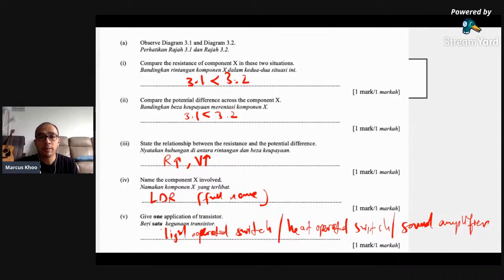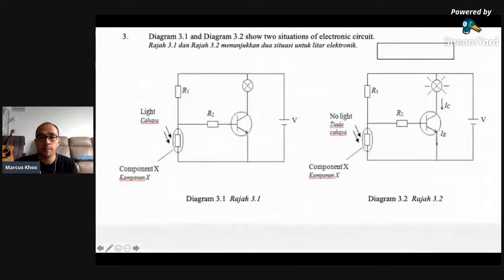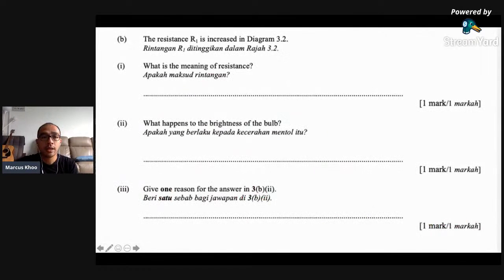Okay, I hope that by now you notice that transistor questions are always the same. There's really nothing much I can ask. So it's actually pretty simple. Alright, is this the last page? Yeah, okay. So the resistance of R1 is increased in diagram 3.2. So we increase this resistance. Okay, so what is the meaning of resistance? Suddenly they ask this question now. Who remembers the definition for resistance?